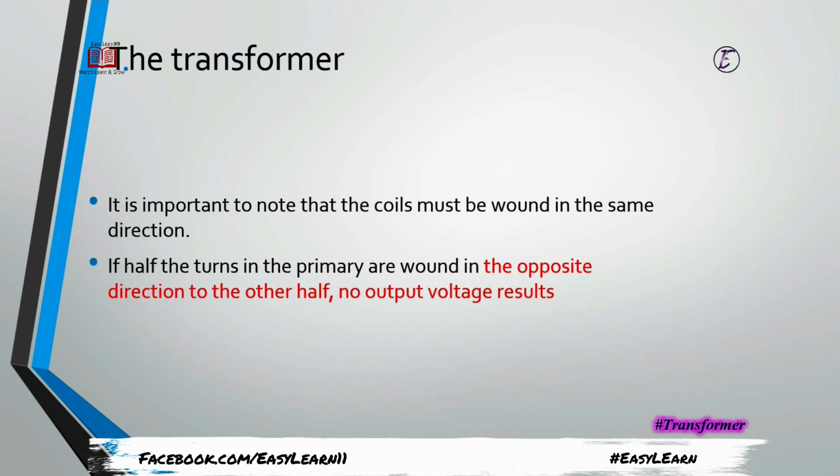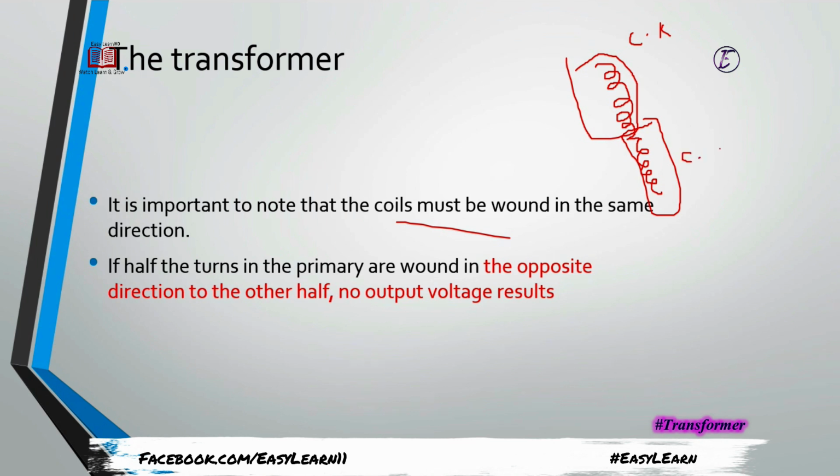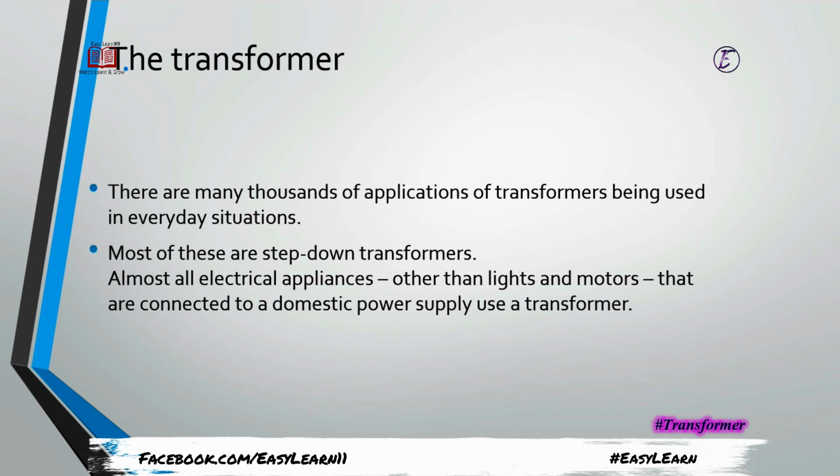It is important to note that the coils you are winding must be in the same direction. For example, if I am using this pattern to wind the coils in the primary, and I use the opposite pattern, clockwise versus counterclockwise, for the secondary, then if we have opposite direction coils wound on the iron core, we cannot get any voltage, because the direction must be the same.